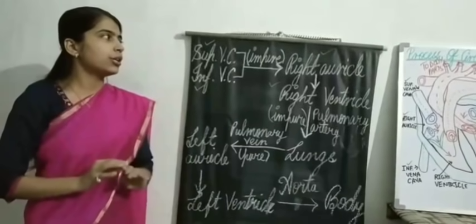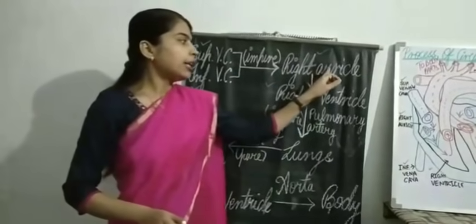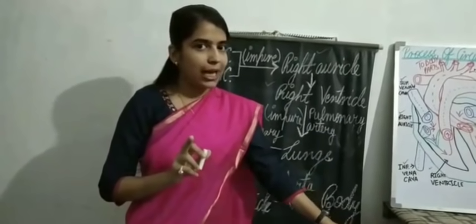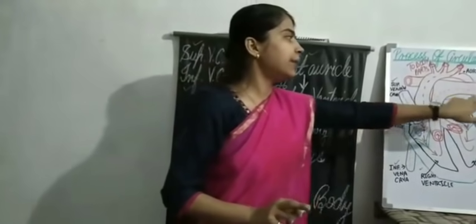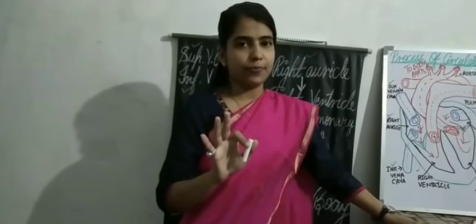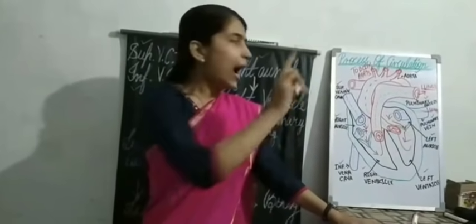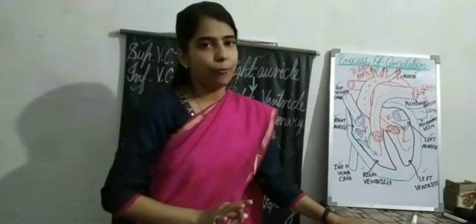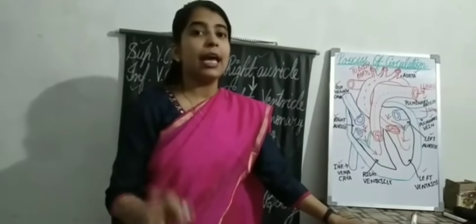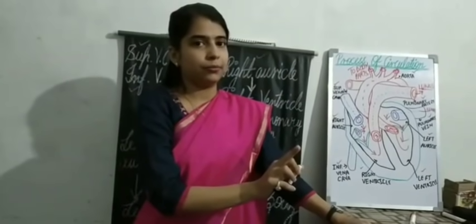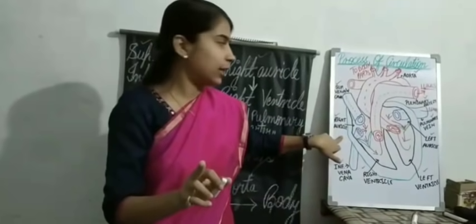Clear? See students, the only thing that you need to remember over here is that auricles will always receive the blood, as I told you earlier. So, always the veins will be entering your auricles. Okay? Ventricles will send the blood. So, arteries will be leaving your ventricles. Then, the right side of your heart is for the impure blood. Just notice it in the figure. Your right side is for the impure blood.